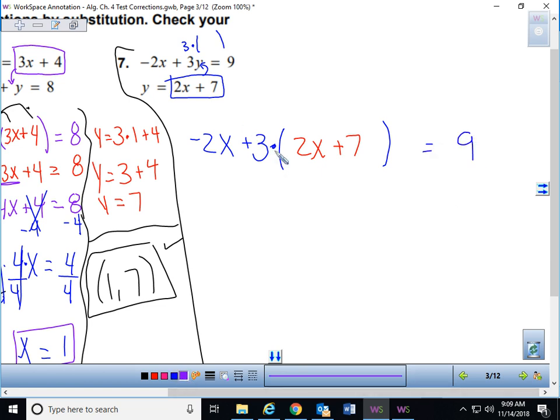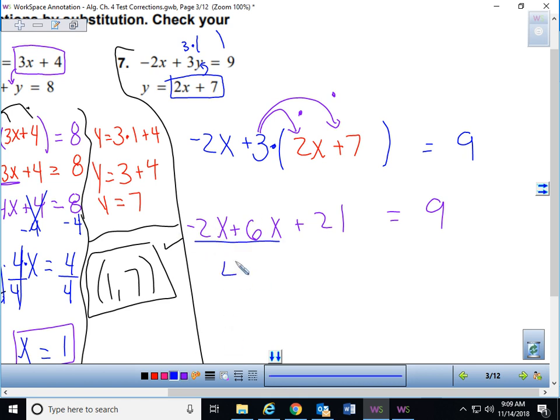Distributive property, 3 has to distribute in. Multiply it into this 2x, multiply it into 7. So this leaves negative 2x plus 3 times 2x, that's 6x, plus 3 times 7 is 21, equals 9. Combine like terms, those are my variables. Negative 2x plus 6x is 4x, plus 21 equals 9.